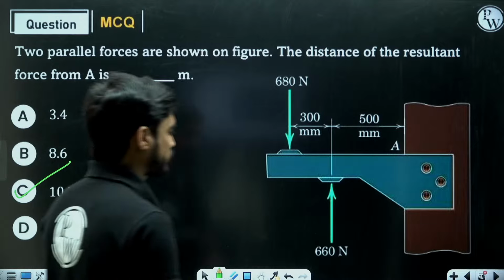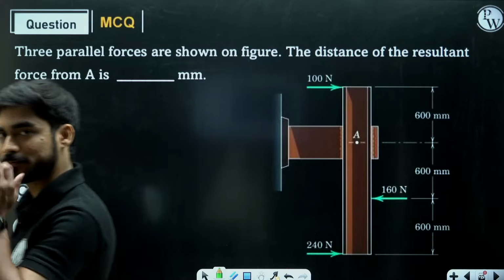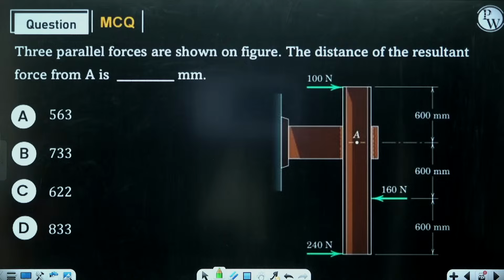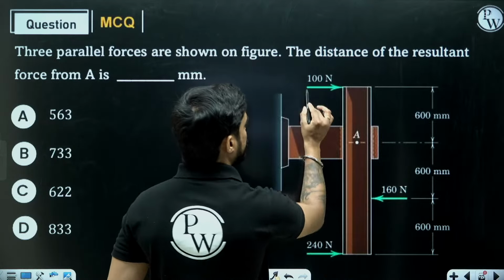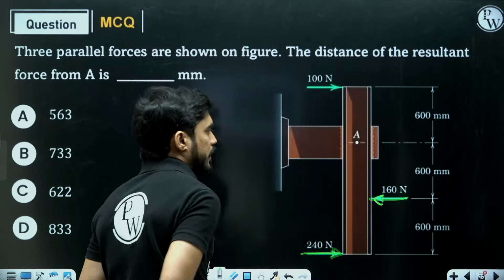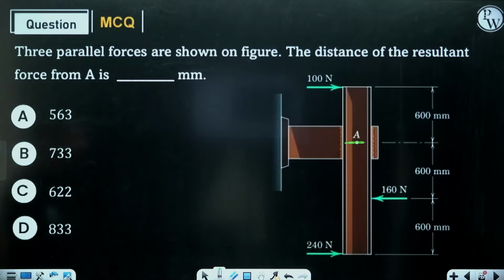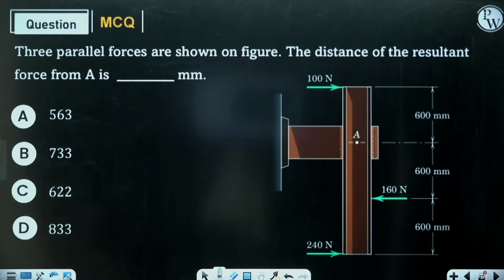Shall we? Now solve this one, and I want you to do it on your own. We have three parallel forces, and we need to find the distance of the resultant from point A in mm. One force is 100 Newton, another force is 160 Newton, another force is 240 Newton. We have their distances from this point A, and now we need to find the distance of the resultant force from point A. Calculate it, beta. Fatafat, calculate it.